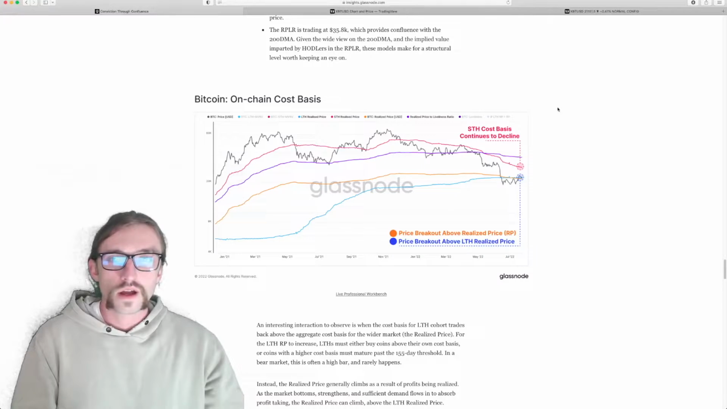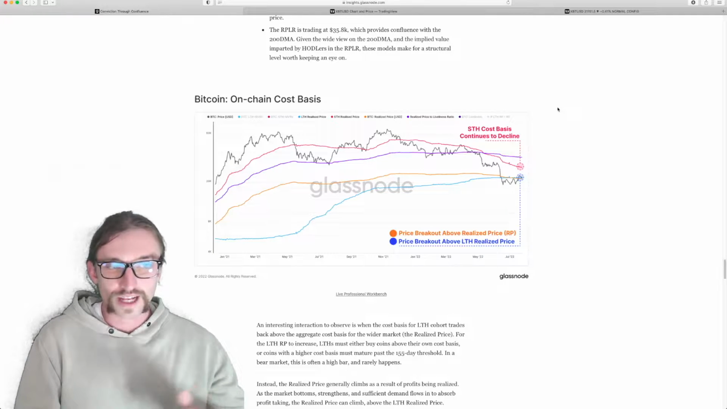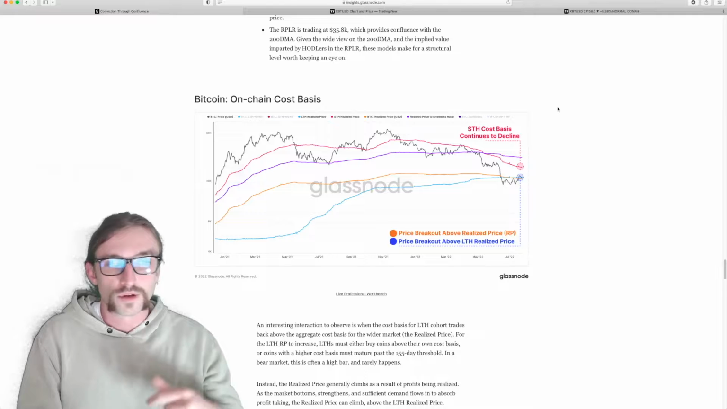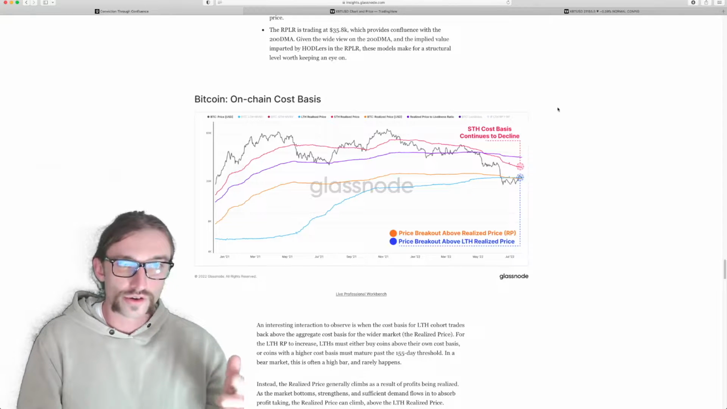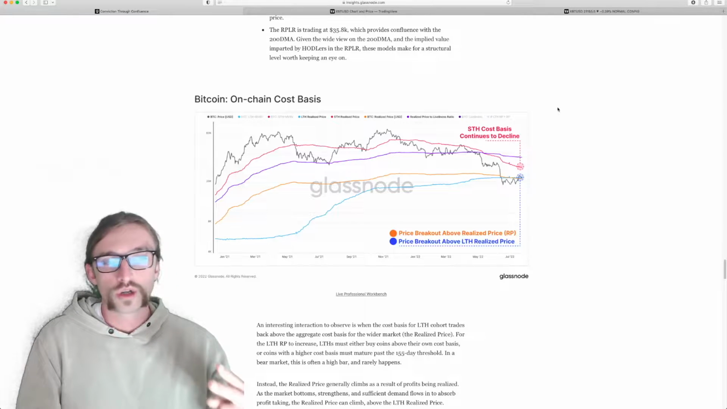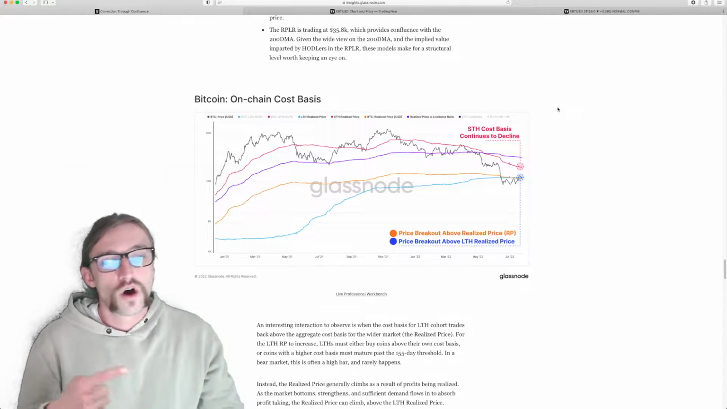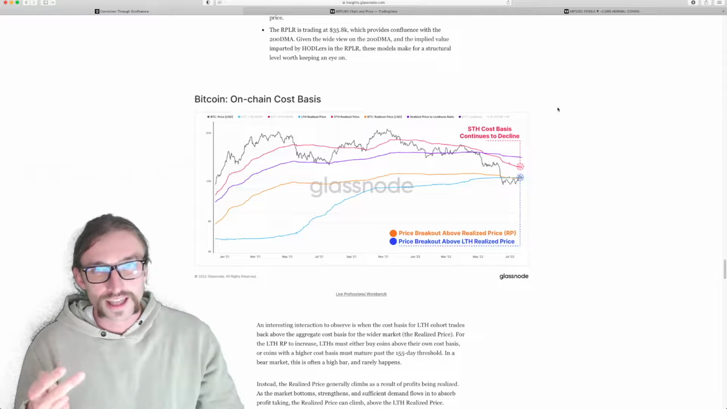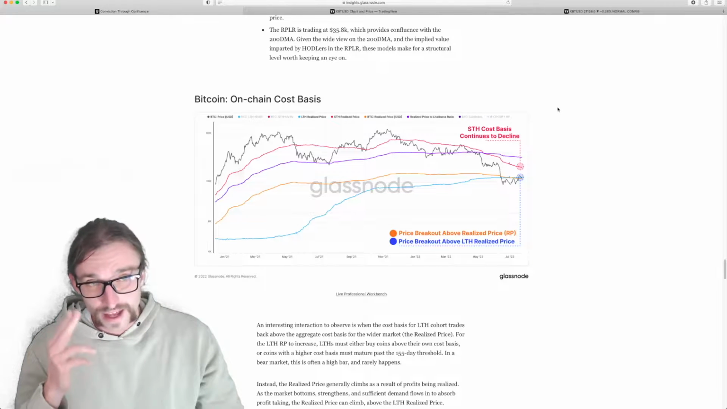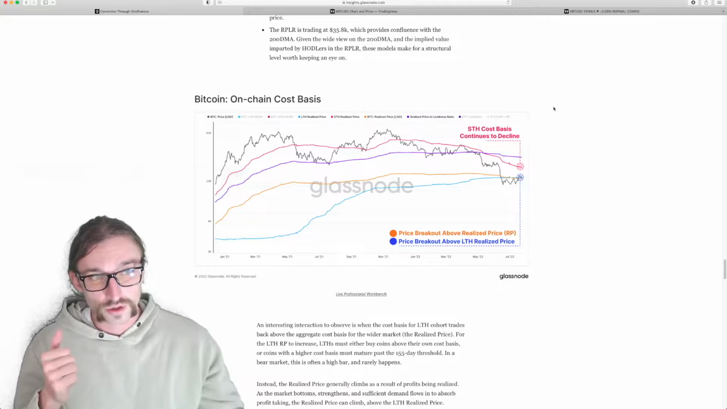Another interesting metric that I want to show you in relation to the 200-week simple moving average is on the Glassnode newsletter. There are two, as you can see here in the photo, on-chain analysis moving averages that they use, similar to simple moving averages basically, but they are the realized price. I'm talking about the two down the bottom here: BTC realized price, and long-term holder realized price.